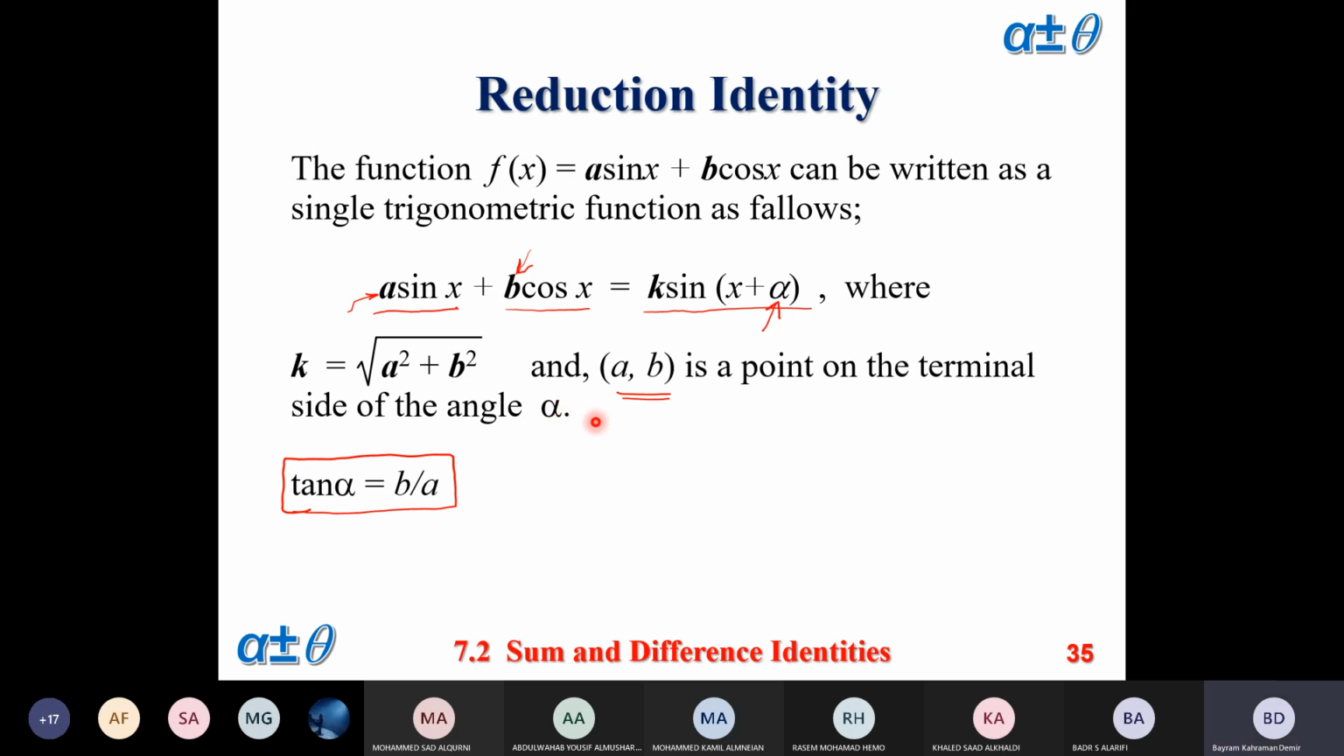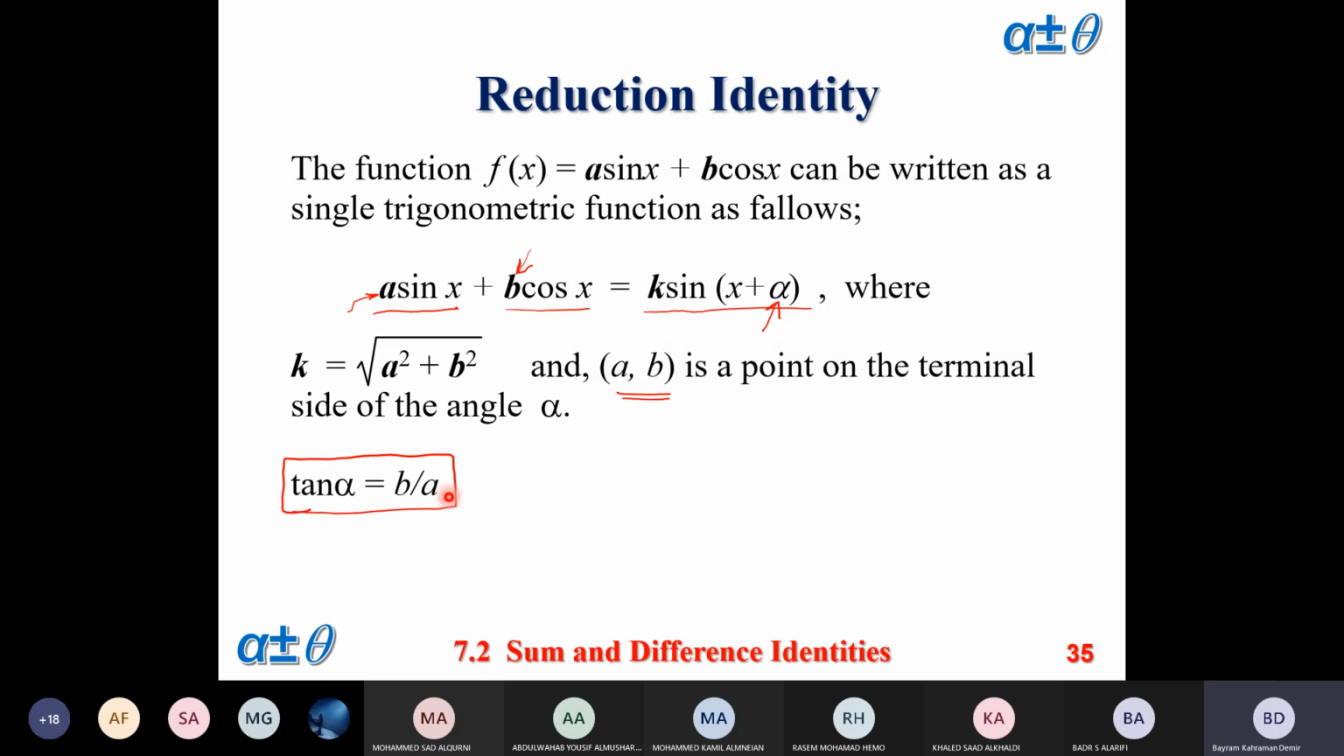And of course, if you know a point on the terminal side of an angle, then we know sine alpha, cosine alpha, tangent alpha. So tangent alpha, remember, is the y coordinate divided by the x coordinate, so it is going to be b divided by a. All right, so we will see if we can find alpha from this information.